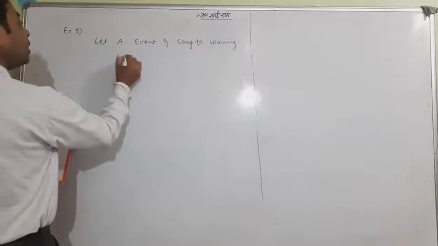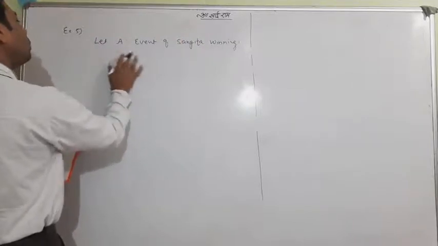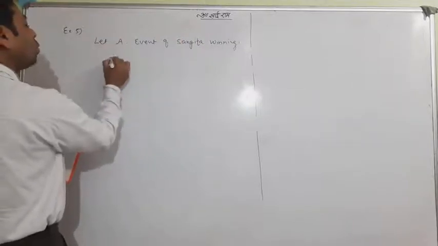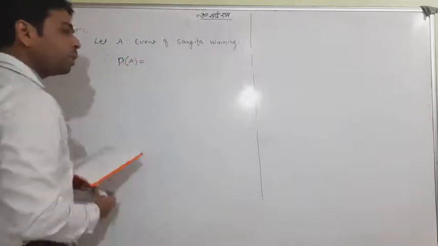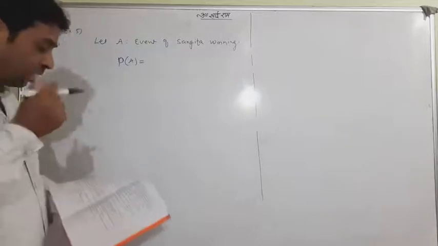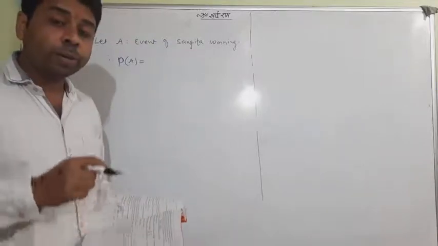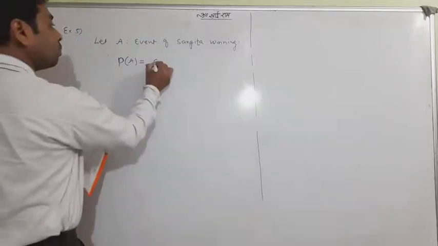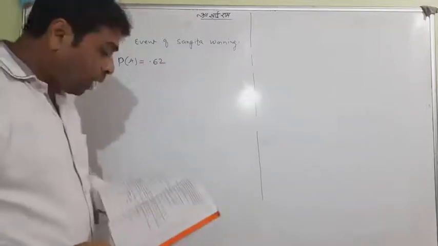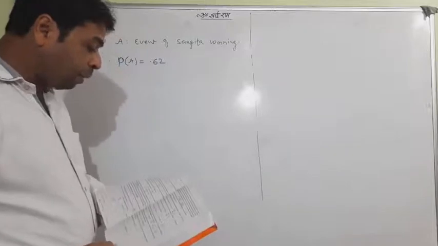And B is an event. Only one is acceptable, no matter at all. So what is given? The probability of Sangeeta winning. Try to understand the language. The question says the probability, direct probability is given. Probability of Sangeeta winning the match is 0.62. And we are told to find the probability of Reshma winning.